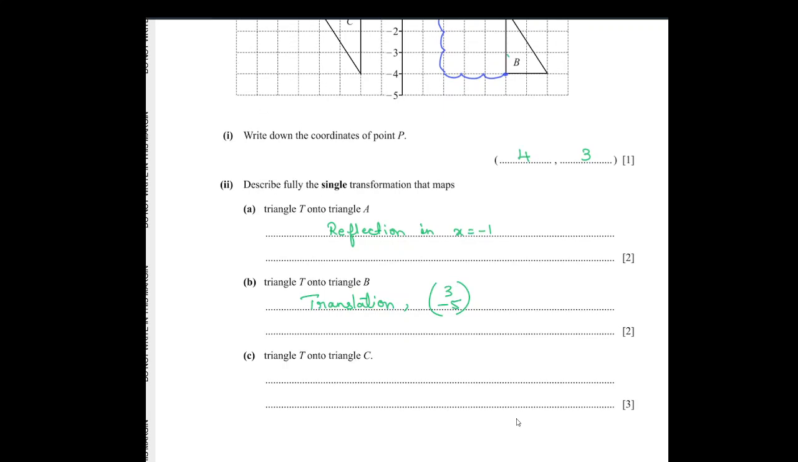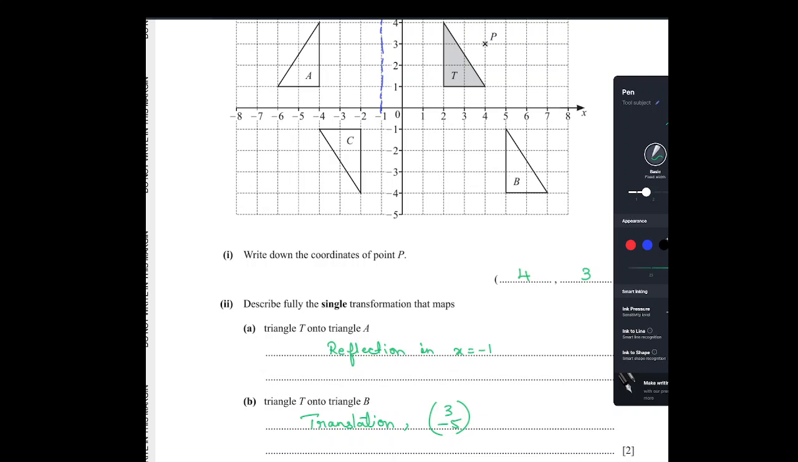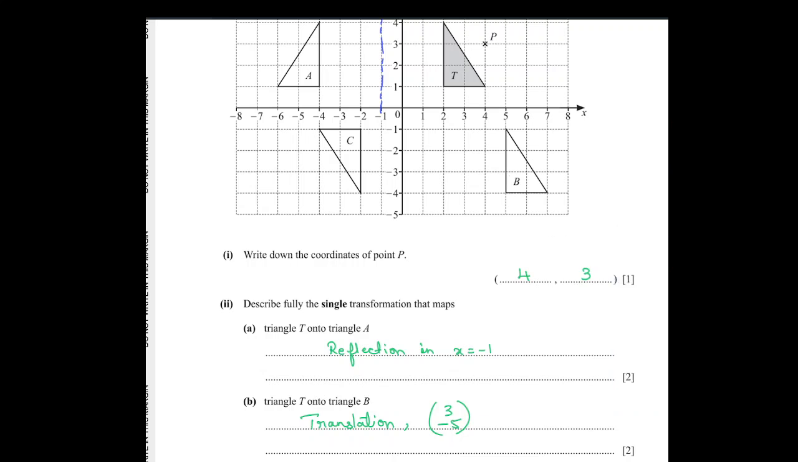Question C, triangle T onto triangle C. Now this triangle and this triangle. So when you see this, you are able to get that the alignment is like upward, up to down, like the down part has come up and the up part has come down. From here, this has come down, and even left and right has changed. So that means it is rotation. When you rotate an object, it will be like that.